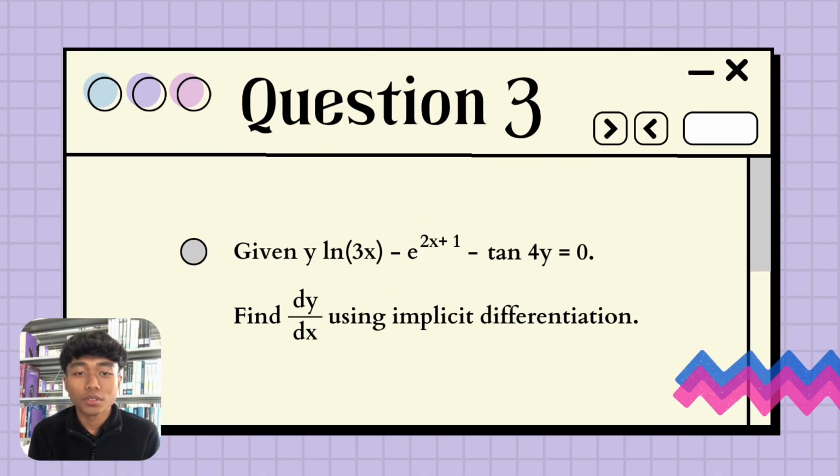Today I will guide you through solving a calculus problem using implicit differentiation. So here is the equation. We are given the equation y ln 3x minus e^(2x+1) minus 10 tan y equal to 0. Our goal is to find the derivative dy/dx using the implicit differentiation.